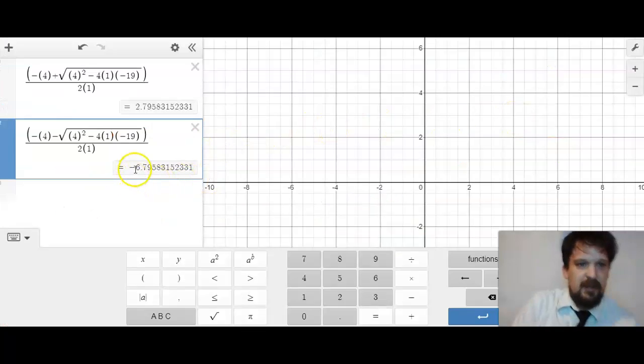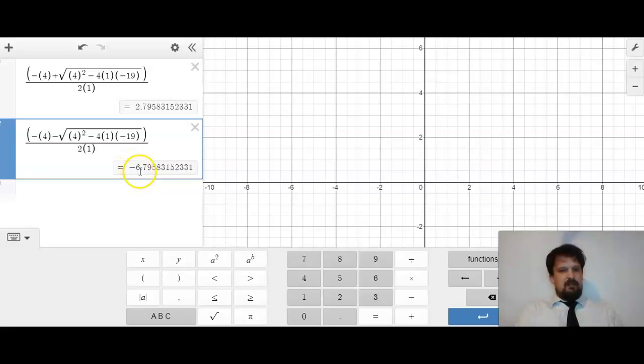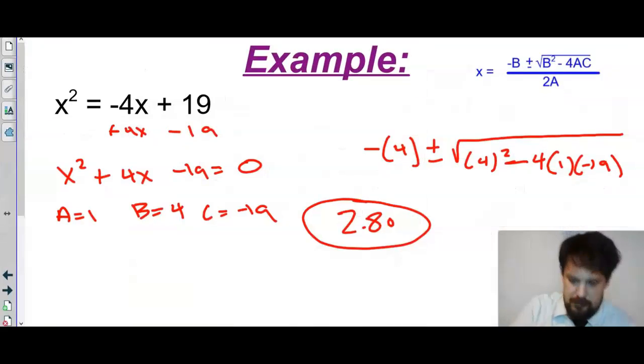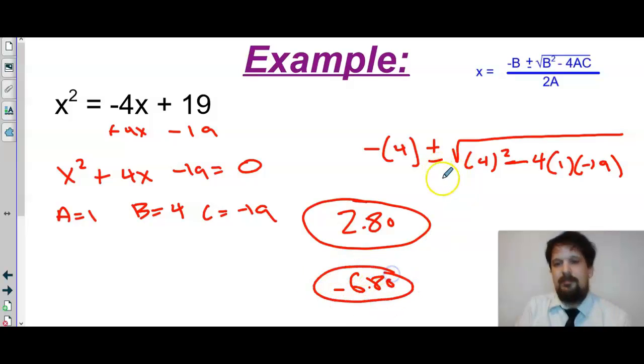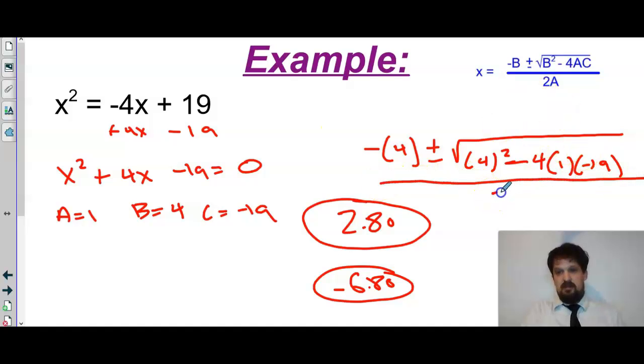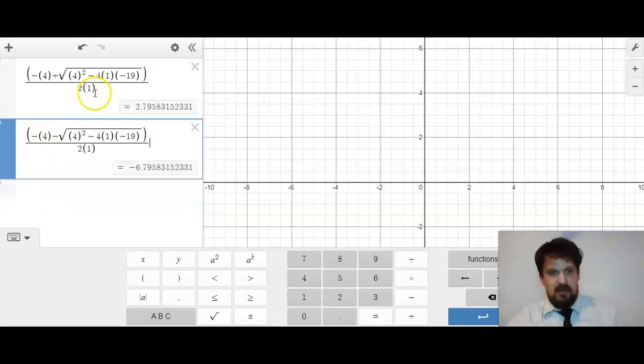All right, and then my second answer, if I look back, is negative 6.795, which also rounds to negative 6.8 again. So negative 6.80. Okay, and also I just noticed that I forgot to show my work right here. It's divided by 2a, so 2 times 1. So I apologize for that. That's why in my calculator I divided it by 2 times 1, because that's my 2a right there.